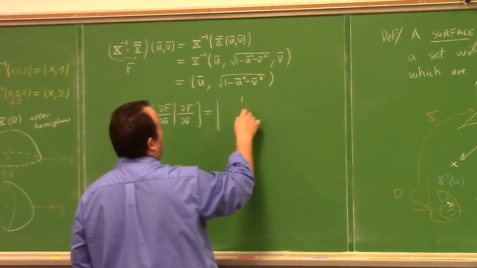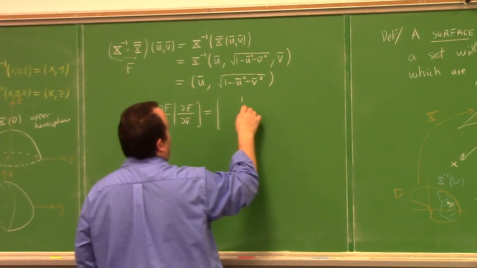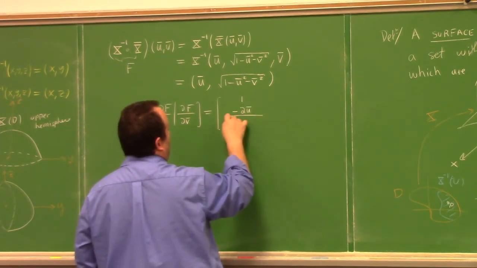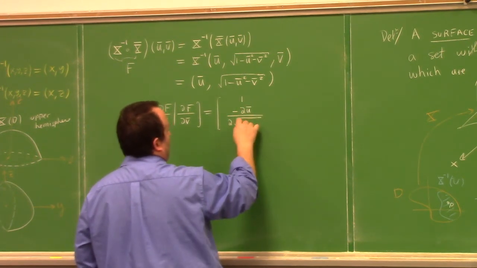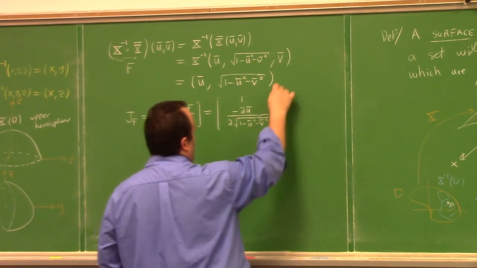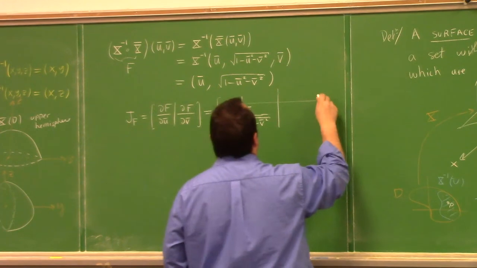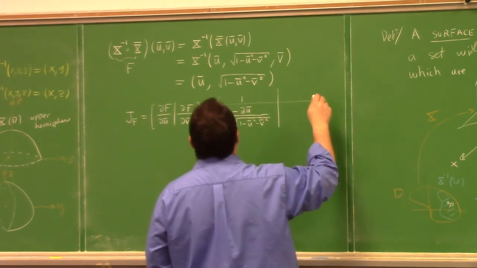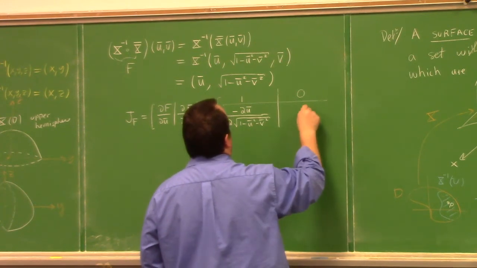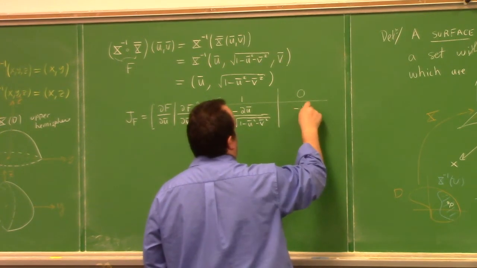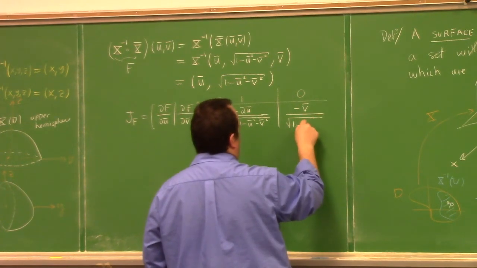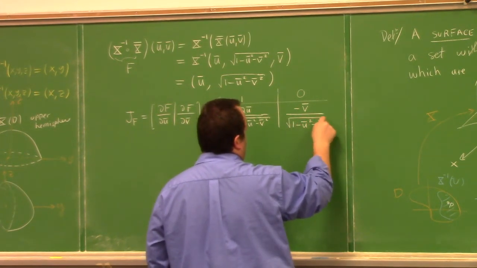1, minus 2 u bar over 2 square root of 1 minus u bar squared minus v bar squared, right? 0. And I learned my lesson. I'm not going to write the 2 down next time. You know, they cancel.